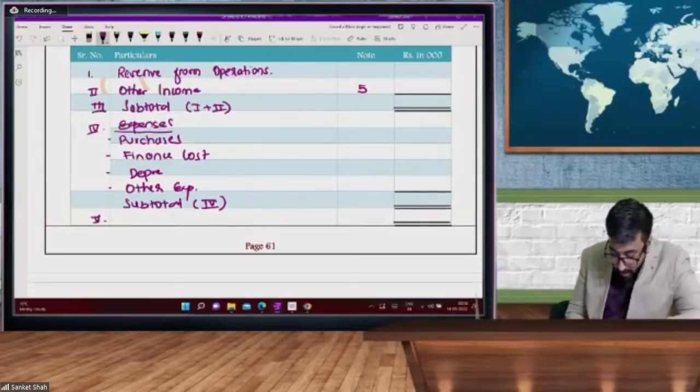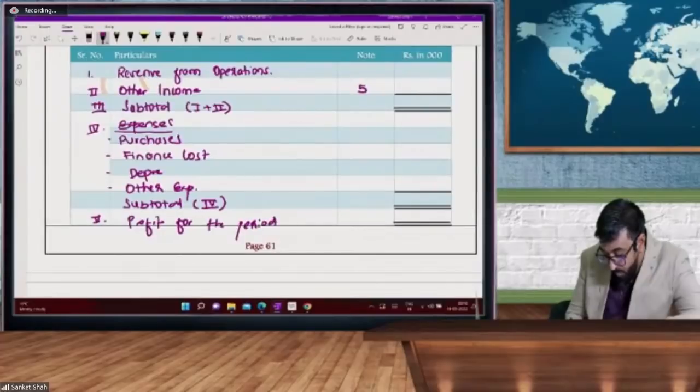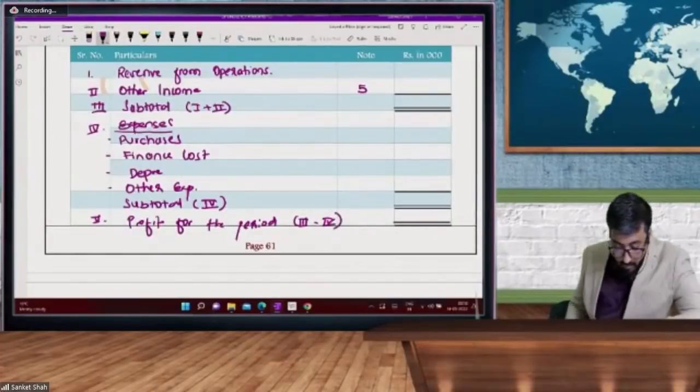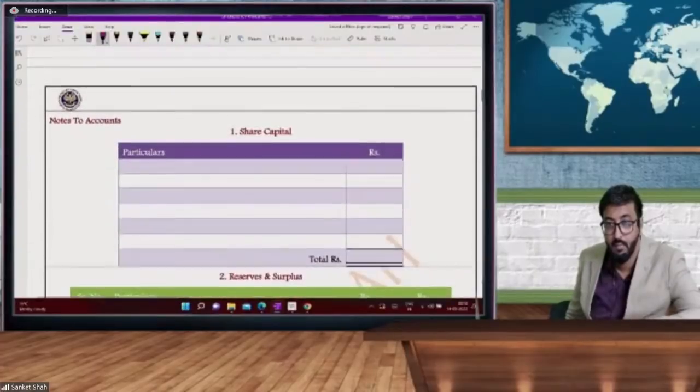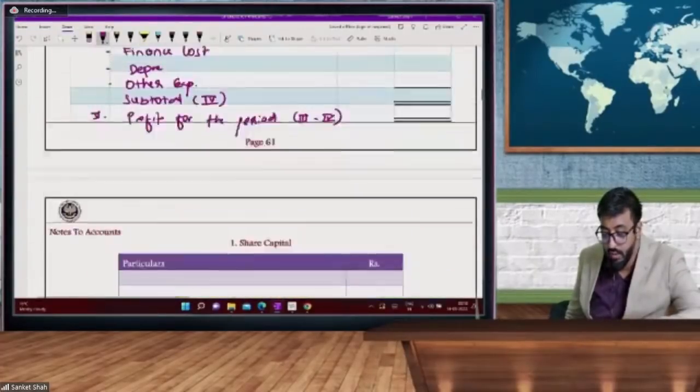And Roman 5, profit for the period, 1 minus 2. Sorry, 3 minus 4. Over. Notes to accounts.